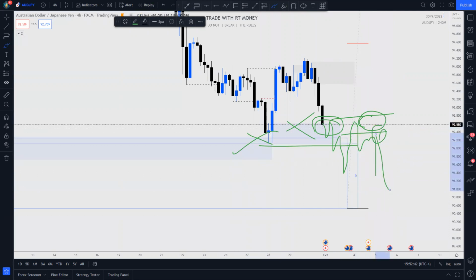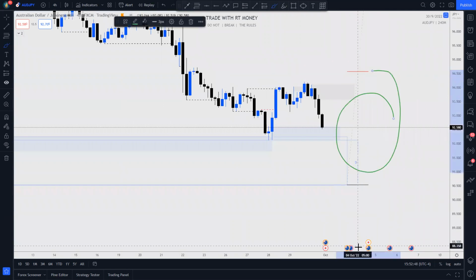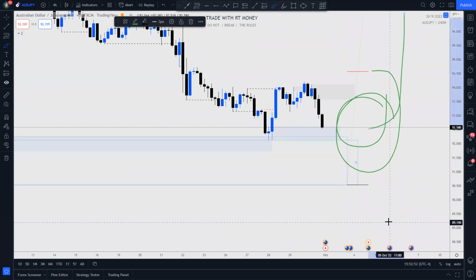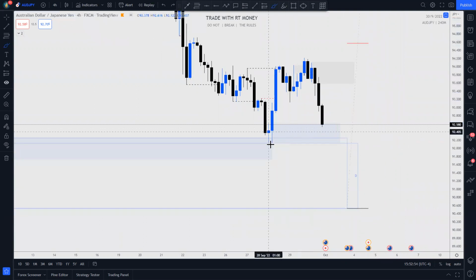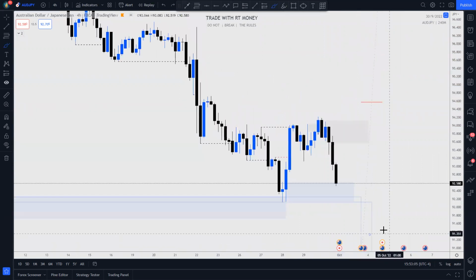But again, because of the positioning, because of the location of price, because we are in discount, do I want to take shorts in discount? No, I want to be taking longs from here. I want to see some supply taken out. I'm looking for reasons to get in long. Do you understand? I'm looking for reasons to get in long.